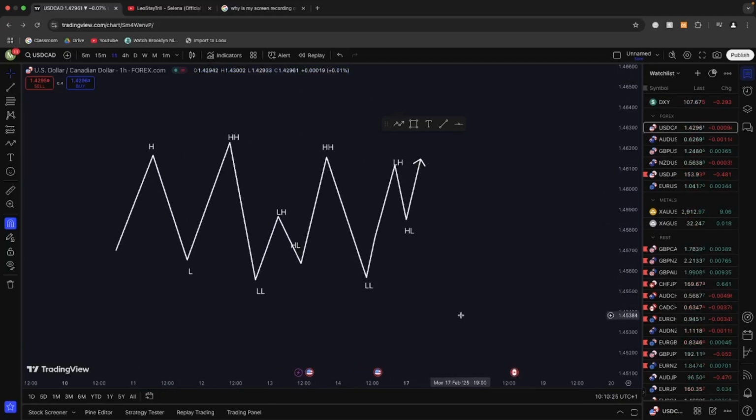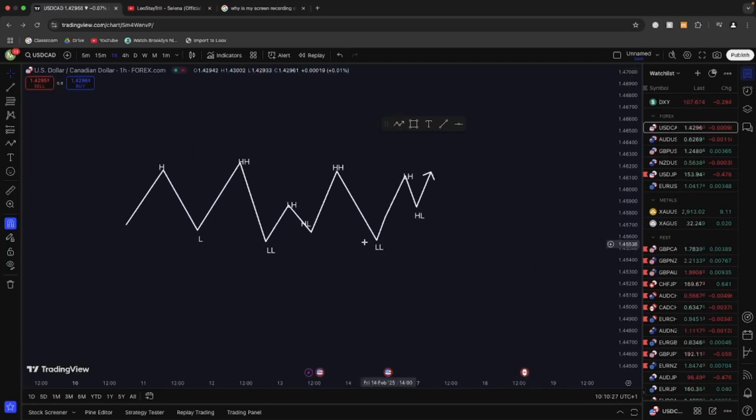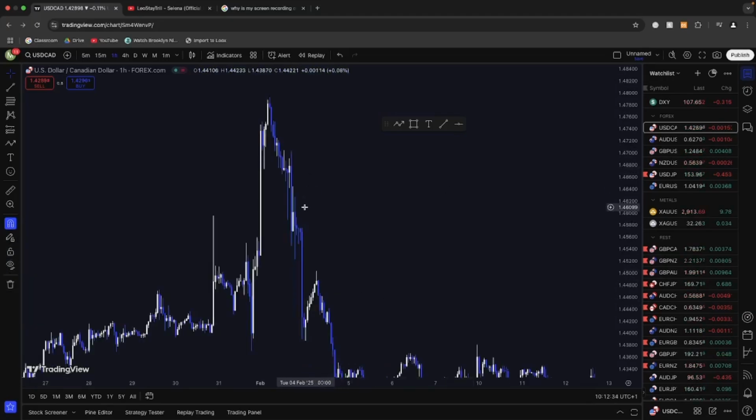So yeah, that's it for the line charts. Let's hop into the chart itself and look for some trends. So here we have a downtrend. How can we identify that? Well, here we have a high right here. You can see the middle candle extends past the left and the right. So here we have a high. Down here we have a low. Again, the middle candle extends past the left and the right. So here we have a low.